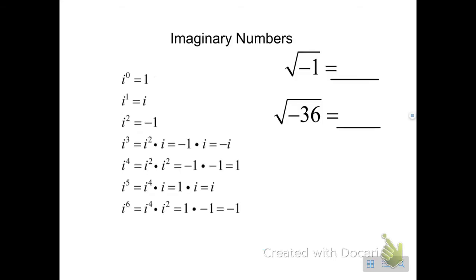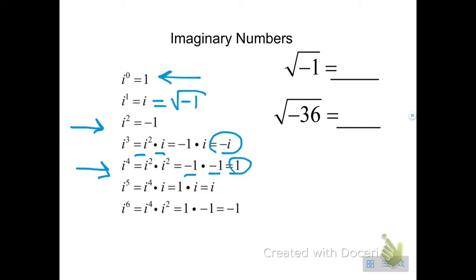Alright, here are our imaginary numbers. Remember, anything to the 0 power is 1 even if it's imaginary. Alright, i to the first power is i, and that equals the square root of negative 1. i squared is negative 1. Anytime you have i squared, you can substitute the value of negative 1. And then it starts going, i cubed can be written as i squared times i, so that would be negative 1 times i, which would be negative i. And i to the fourth is the same thing as i squared times i squared. So negative 1 times negative 1 would be positive 1. And then you can just continue on following the routine there.